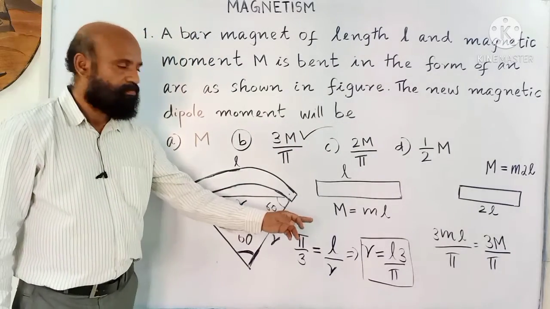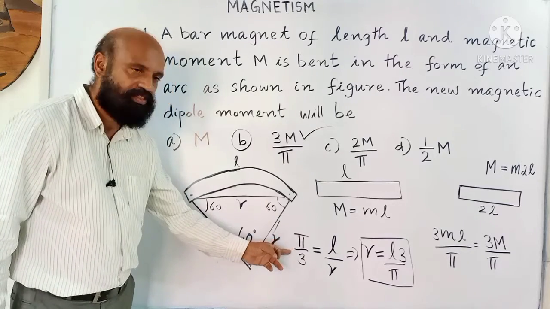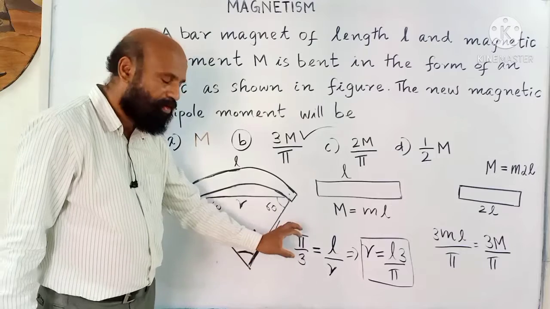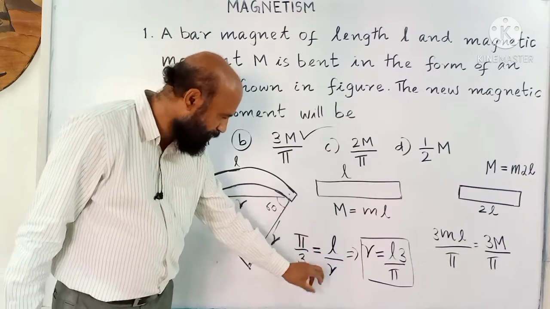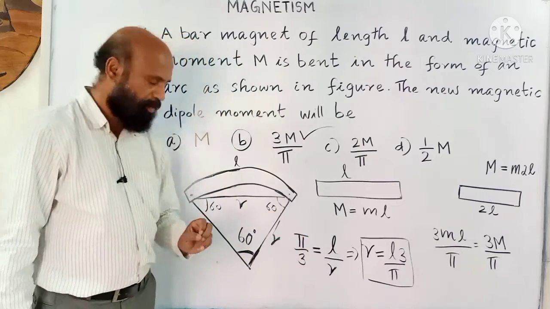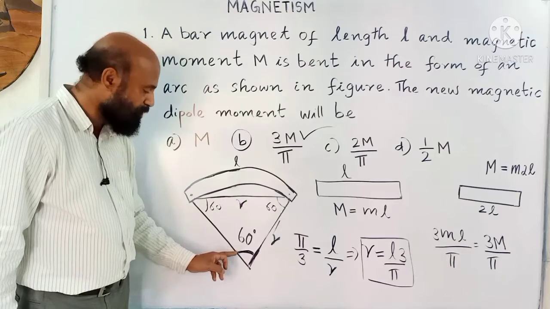So for solving this, you should have the idea of this relation. Angle is equal to arc by radius, and the angle should be expressed in radians. In the question it is given in degrees.